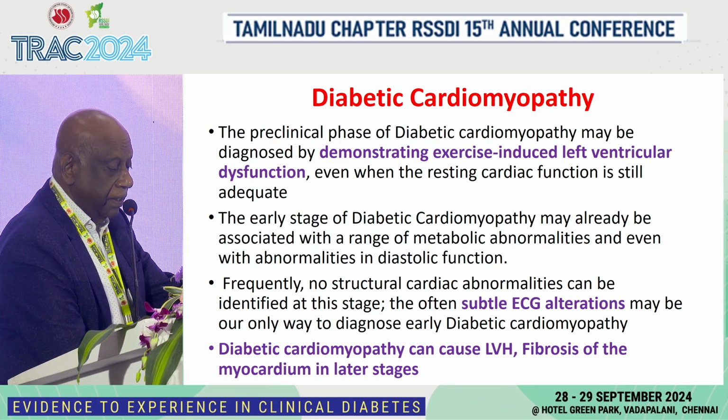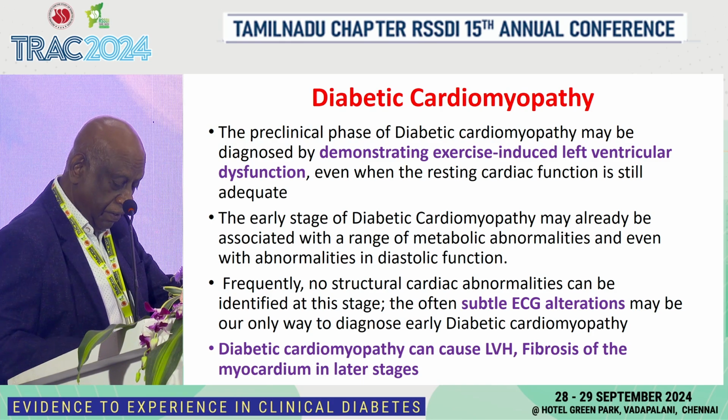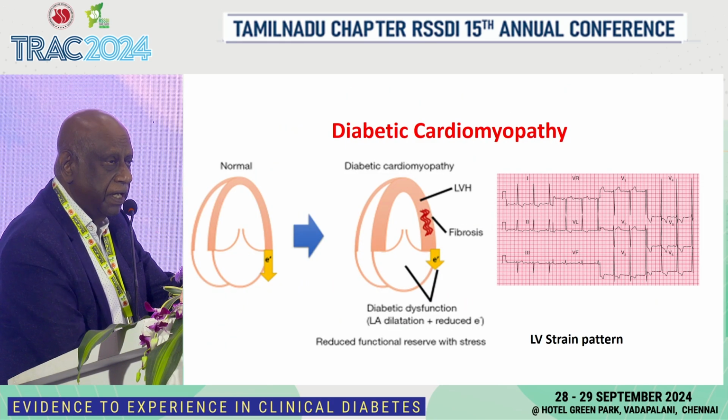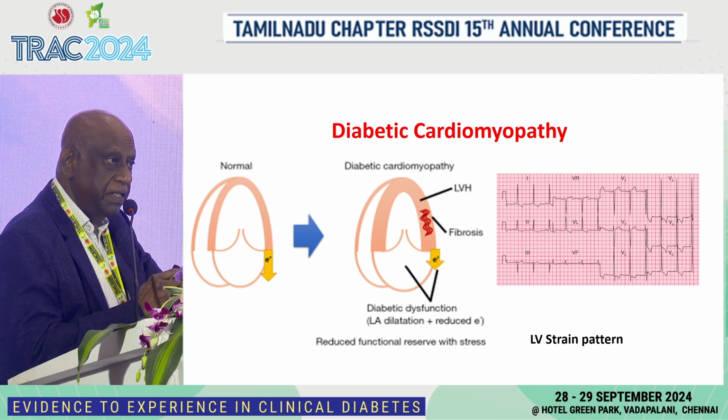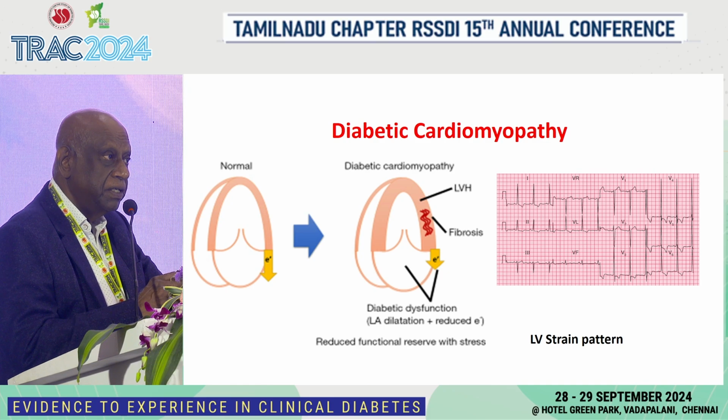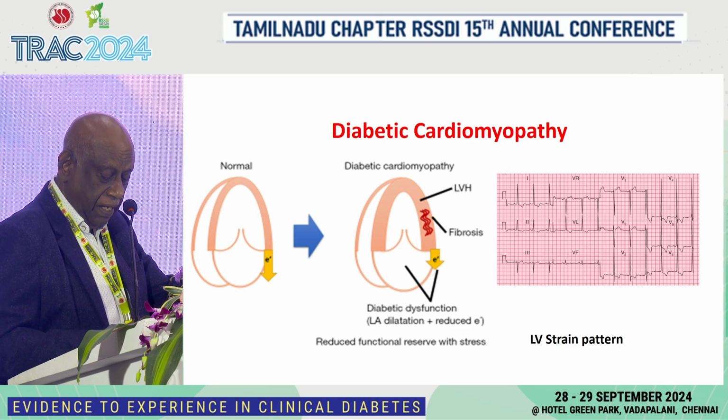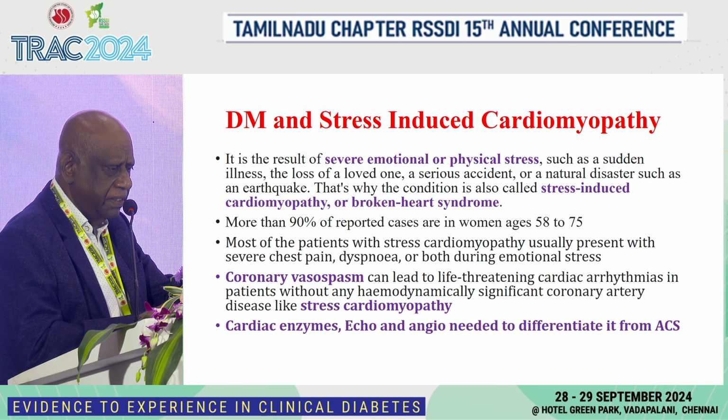Diabetic cardiomyopathy can cause left ventricular hypertrophy without hypertension or aortic valve disease, and fibrosis of the myocardium in the late stages. See a normal heart, and you see a heart with diabetic cardiomyopathy. There is hypertrophy, there is fibrosis, and then a diastolic dysfunction also. In the ECG, you will be able to see a left ventricular pattern, and there are ST-T changes also.